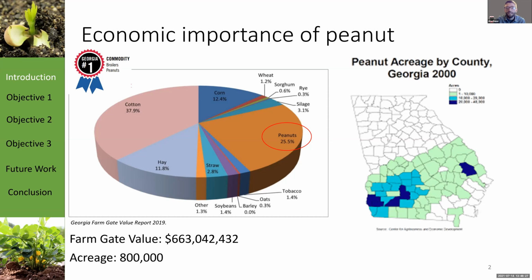the state of Georgia, bringing in 663 million in crop revenue, with 800,000 acres dedicated solely to peanut farming in this region here in the southern part of Georgia. Georgia is the #1 producer of peanuts in the United States. However, with that, it has the second highest cost for fungal and herbicide control at 60 million, and highest total percent loss at 25% compared to other commodity crops.